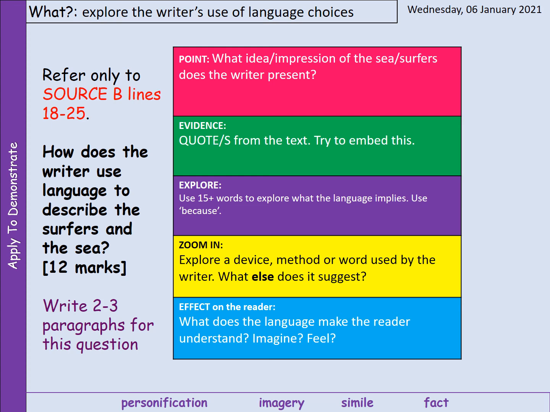Then you're going to move to your zoom in, identify the device and what it suggests, and then the effect on the reader. So what does the language make the reader understand or imagine or feel? You can talk about it personally in your opinion, what the effect is on you or in general as a reader. Aim for 2 to 3 paragraphs on this. Pause the video here while you write your paragraphs.